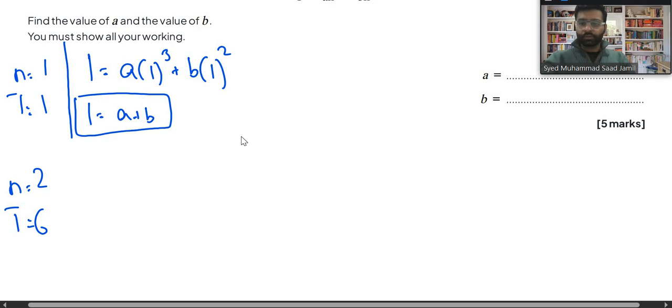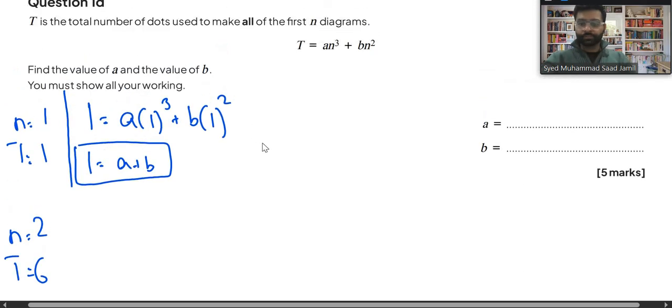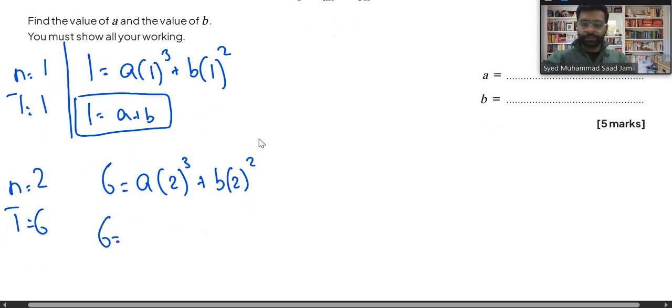Okay, so I will say 6 is equal to a 2 cube plus b 2 square. All right, 6 is equal to 8a plus 4b. So this is the second equation.